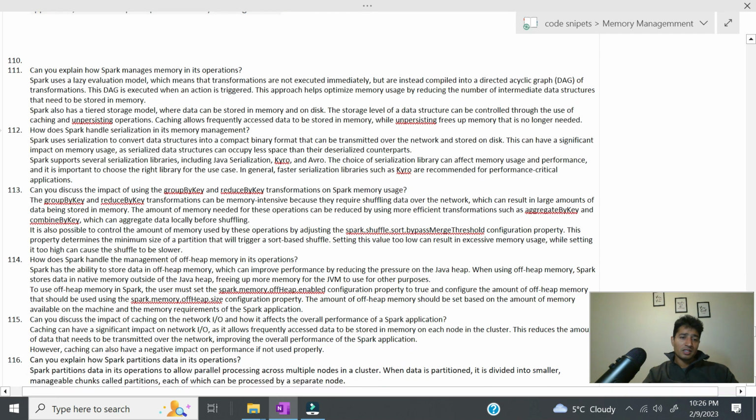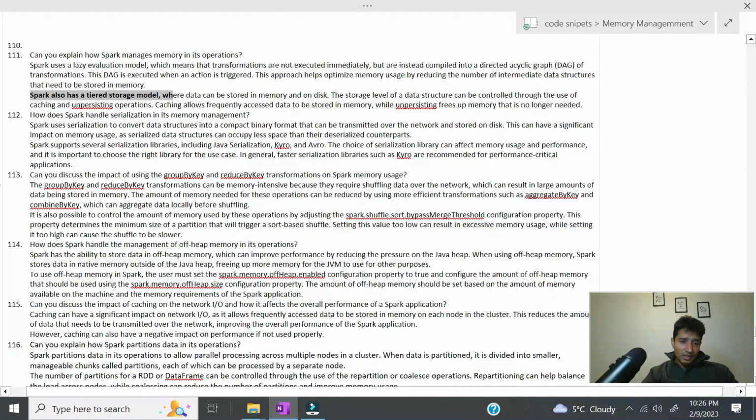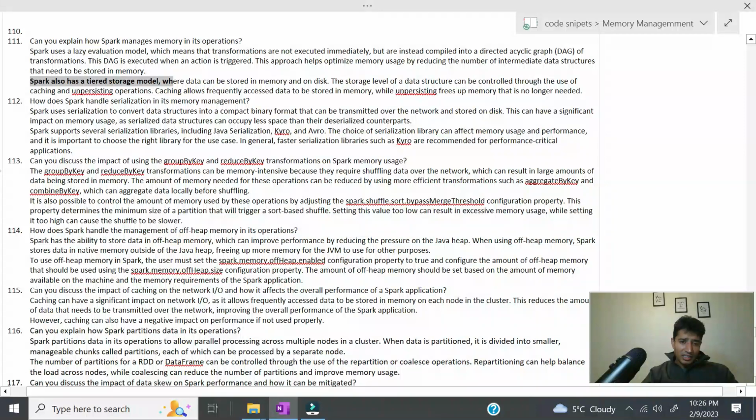So Spark also has a tiered storage model. This is important, new for a lot of folks, where data can be stored in memory and disk. The storage level of the data structure can be controlled using caching and unpersisting operations, right? How does Spark serialization? Serialization is important, guys. I'm telling you, right? So that's why the question is asked again and again.